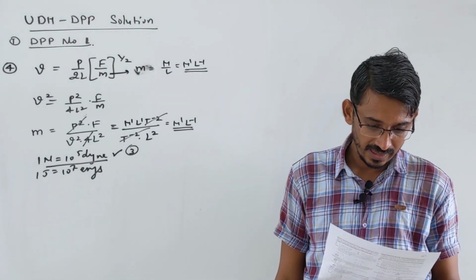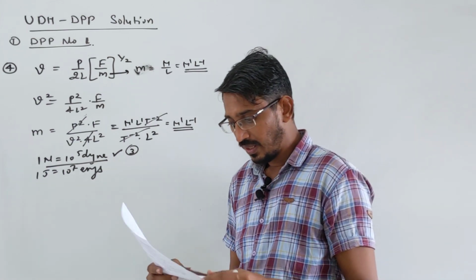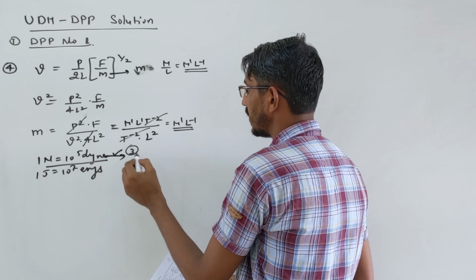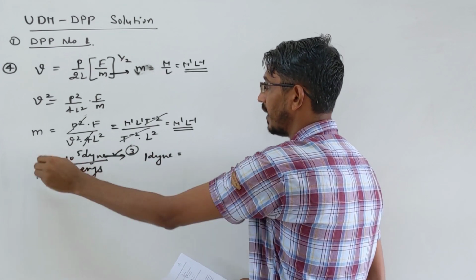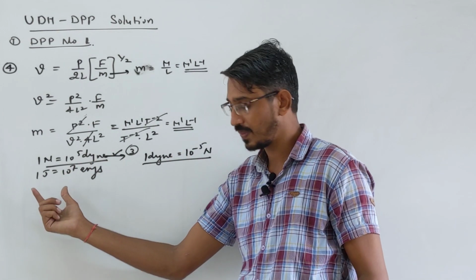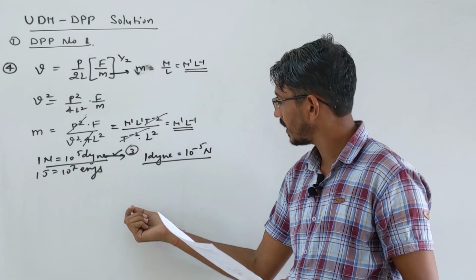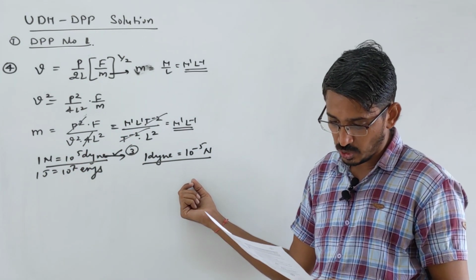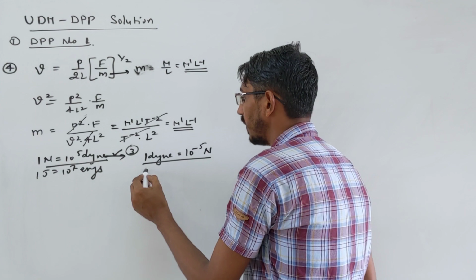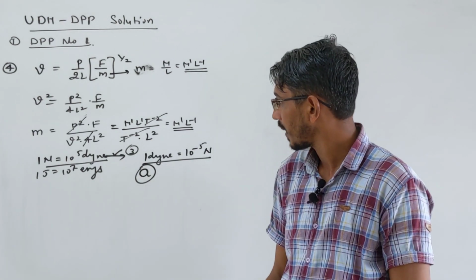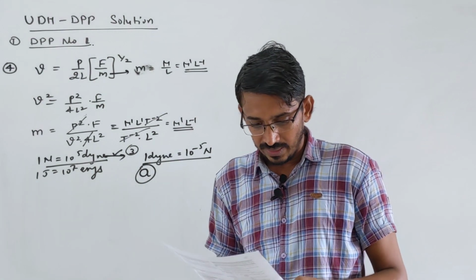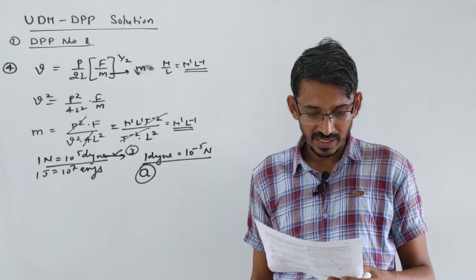Sorry, here they are asking the opposite. They are not asking what 1 Newton is equal to, they are asking what 1 dyne is equal to. So 1 dyne is equal to 10 power minus 5 Newton. So not the third option, the first option is correct. They are asking 1 dyne is equal to how many Newtons, the opposite of this.